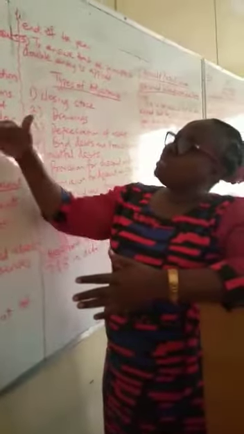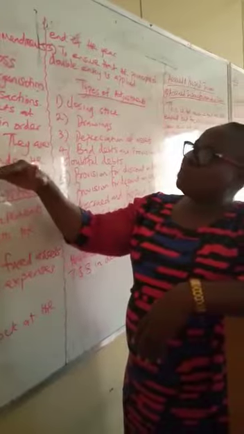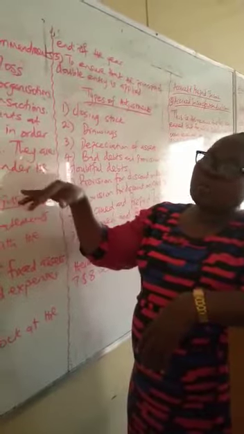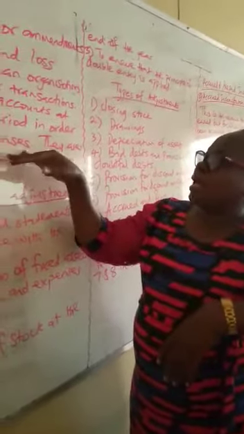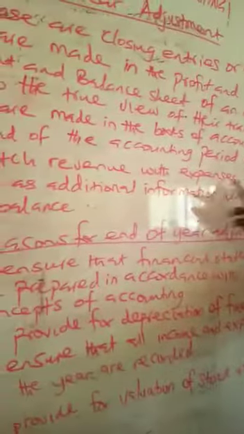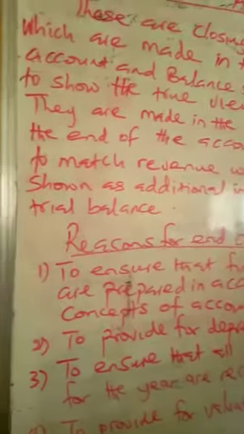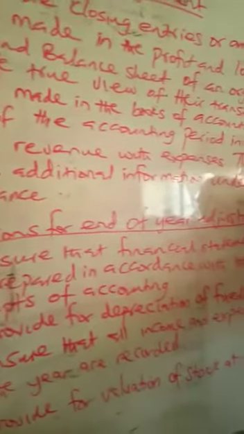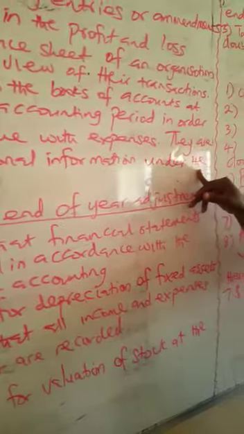So why do we make these adjustments? We make these adjustments to comply with the concepts of accounting that says we must match revenue with expenses. So they are usually written under the trial balance in the question.